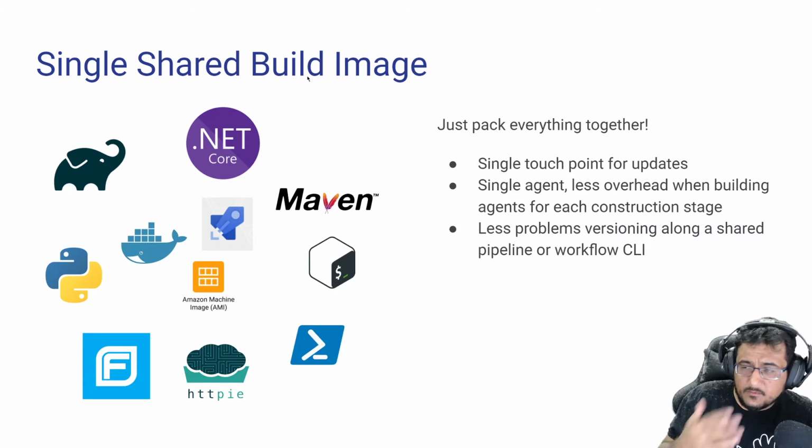So what I recommend usually is use a single share build image, which will have all of these tools integrated into an Amazon machine image, a Docker image, or Azure Pipeline Agent. Just put them all together. So what happens here is that you will have a single touch point for updates. Whenever you need to update one of these tools, you will have to update it just in one single place, and it will be spread across all the services.